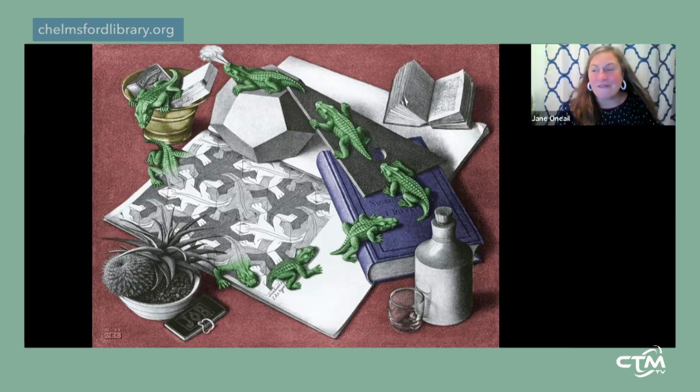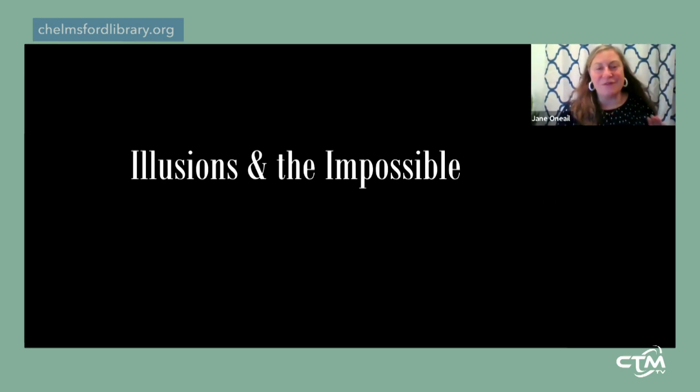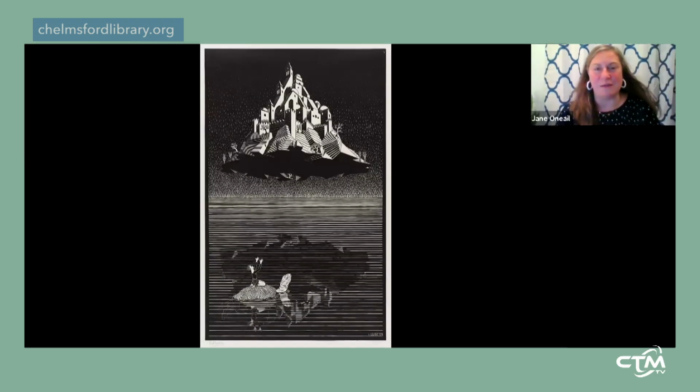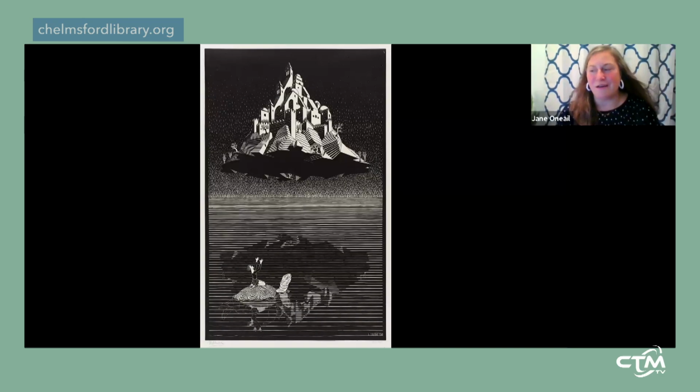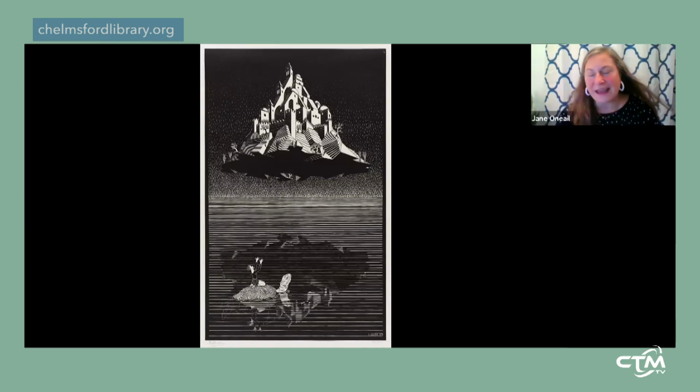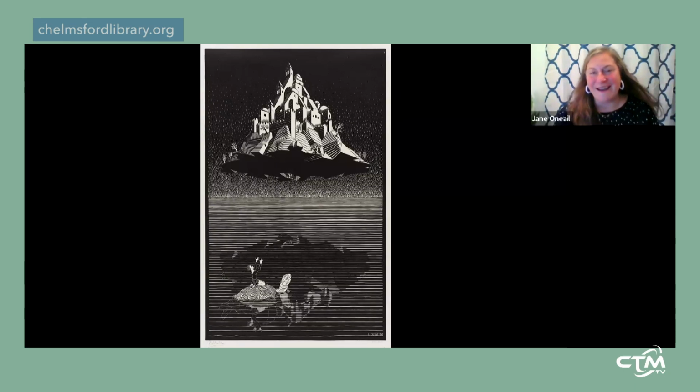Okay, now we are going to switch gears and we're going to consider some of M.C. Escher's work in the illusions and the impossible. And I think this is a favorite area for so many people. We're going to start pretty early on in his career. This is a 1928 woodblock print called Castle in the Air.